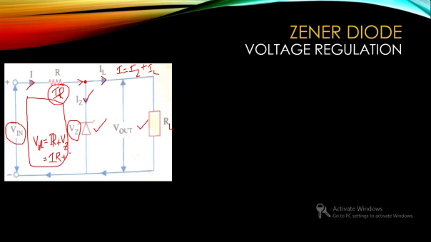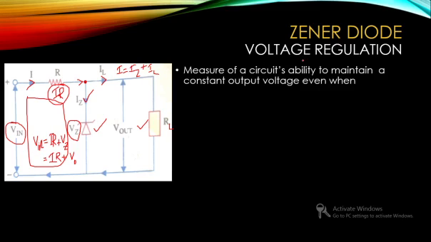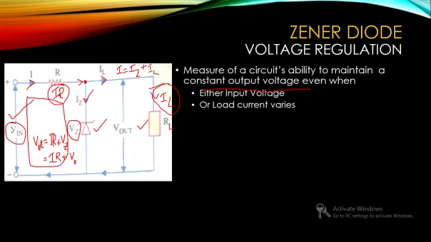So there is a constant relationship between input voltage, output voltage, and the voltage drop across the series resistance. Voltage regulation is the ability of the circuit to maintain a constant output voltage even when the input voltage changes or the load current varies. IL is the current going through the load. Even if IL changes or the input voltage changes, whatever output is given to the load resistance must be constant.